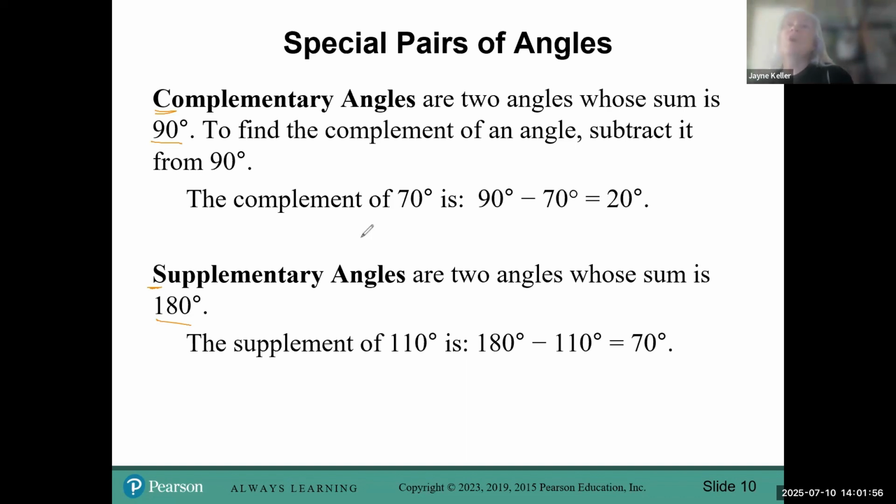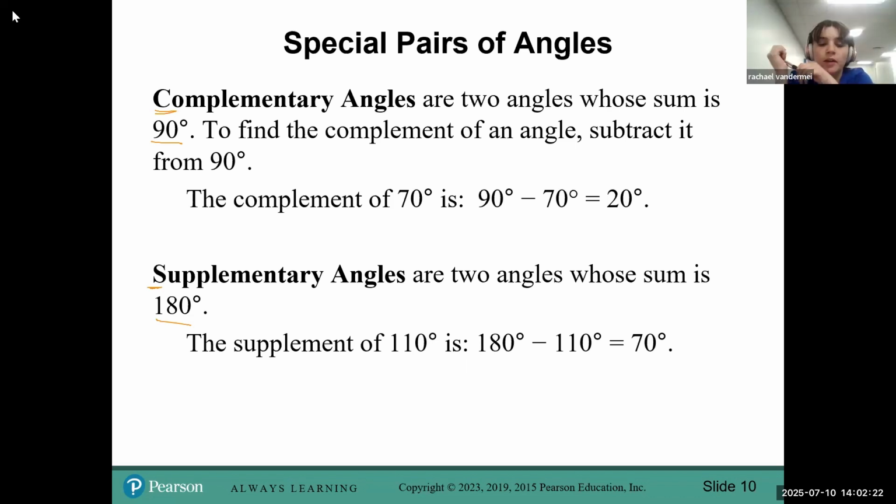And then we talk about if one angle is 70 degrees, its complement is 90 minus 70 or 20. If an angle is 110 degrees, its supplement is 180 minus 110 or 70. So if you're asked to find a complement, it's just subtract that angle from 90 and you get the complement.